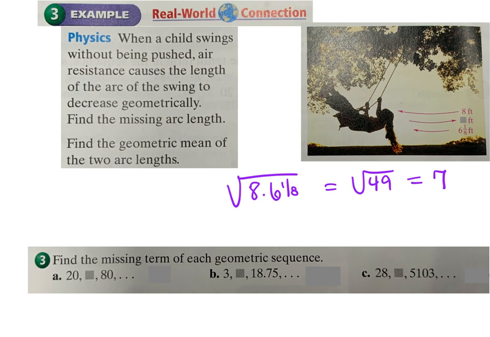And so she would have gone 8 feet and then 7 feet and then 6 and 1/8 feet in her little swing there. If it wants geometric mean though, how would I find it here? How would I find geometric mean? The guy in between those two. I would just say this times that. Yep. And you're going to get 40, by the way. So go ahead and try those two.